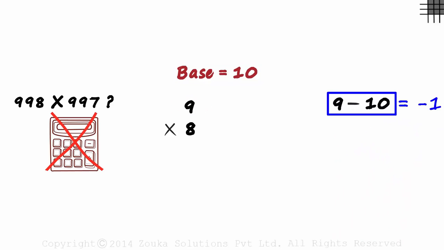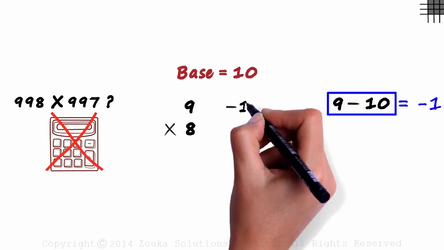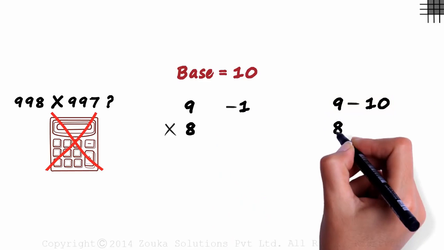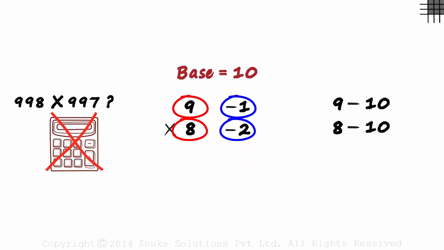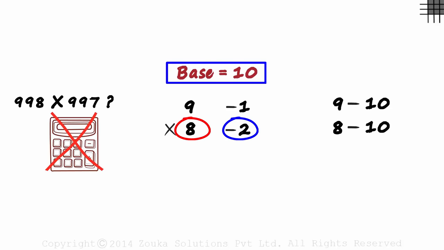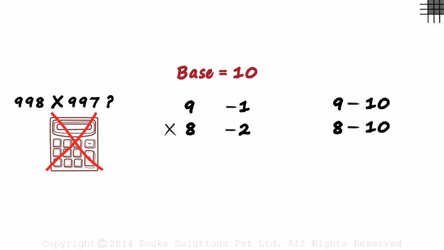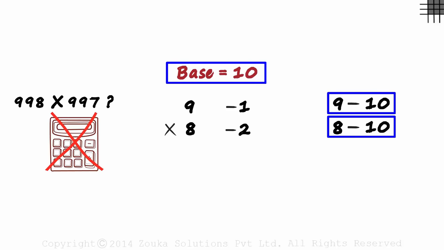That equals minus 1. We write it next to that number. Next would be 8 minus 10. That equals minus 2. These two numbers tell us how far these two numbers are from the base. 9 is minus 1 units away from the base, and 8 is minus 2 units away from the base. So the initial two steps: choose the base and subtract it from the numbers.